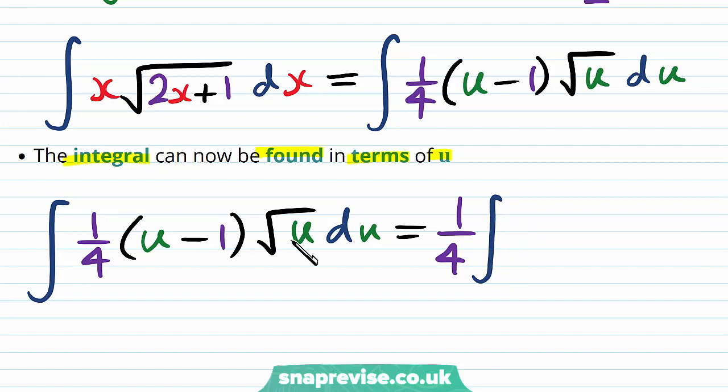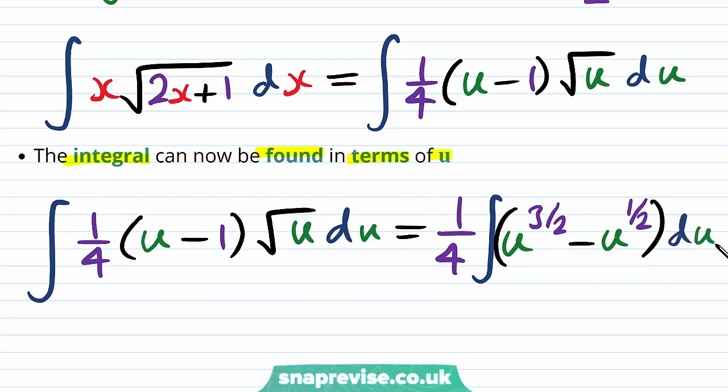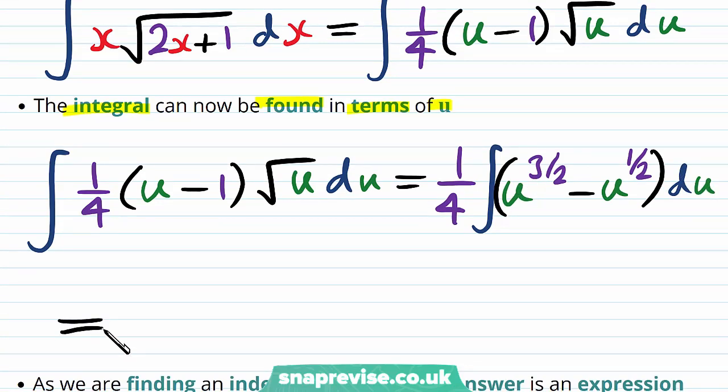And then we can distribute the root u, or u to the power of 1/2, to each of the terms in this bracket. u multiplied by root u is u to the power of 3/2. And we have our minus 1 times root u is minus u to the power of 1/2. And then we have our du. Now we are able to integrate these terms. This is a lot easier to do.